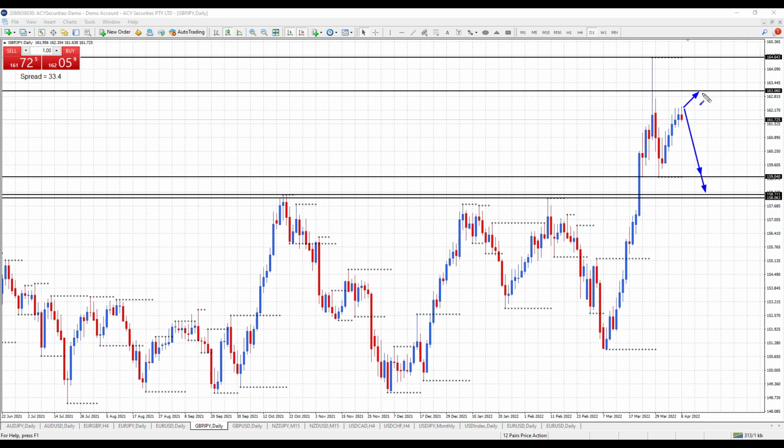So levels to watch and trade around. What does it do at 163.06 if it comes up to that level? Does it hold and fail or move above? Or do we move back down to challenge daily support or monthly support, 159.04 and 158.21? Okay, so those are levels I'm going to watch and trade around on the pound Japanese yen.